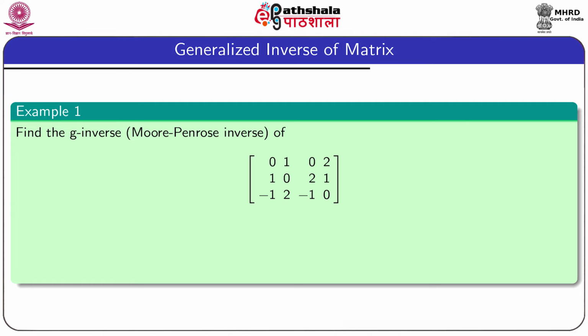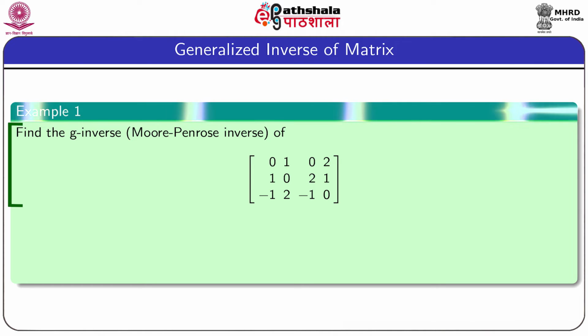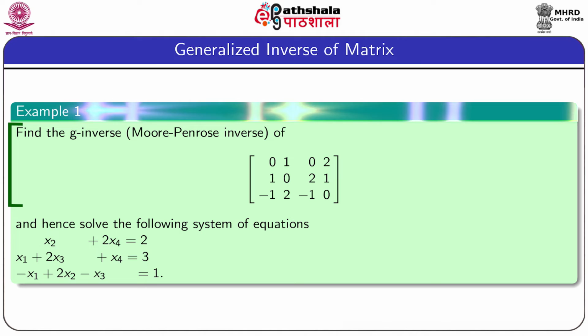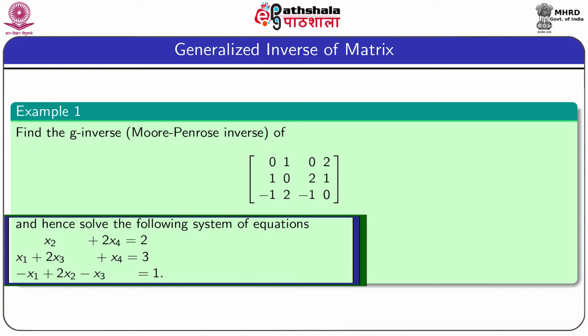Now, we will illustrate Greville's algorithm with the help of two examples. Let us consider the following matrix to find the Moore-Penrose inverse, that means the G inverse. And using this G inverse or Moore-Penrose inverse, we have to solve the following system of rectangular equations. Note that this system of equations contains 3 equations and 4 variables.